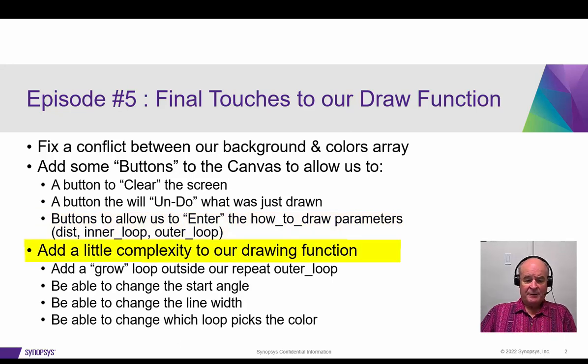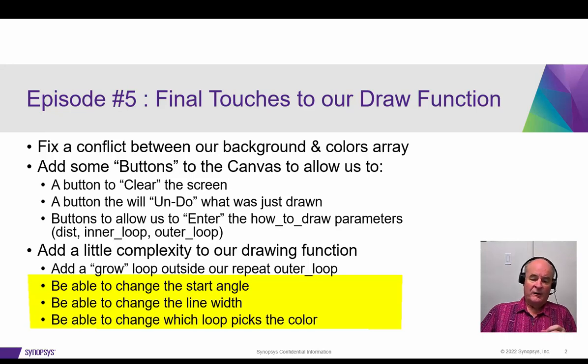Then once we're finished with that, we're going to add a little complexity. I'm going to add a grow loop. So once we draw the shapes, we can actually increase their size. And we'll also add the buttons so we can change the start angle, the line width, and pick where we actually start picking the color as we're drawing. And then we'll conclude. So let's get started.